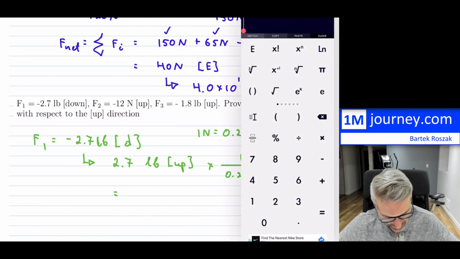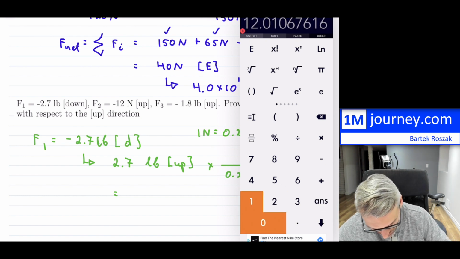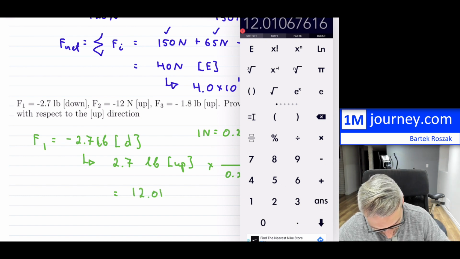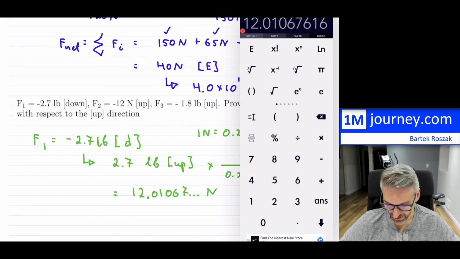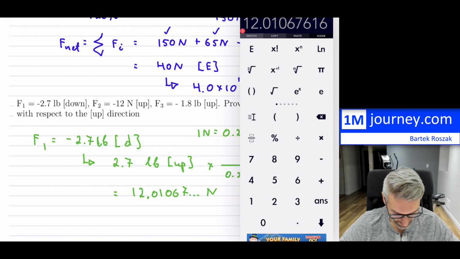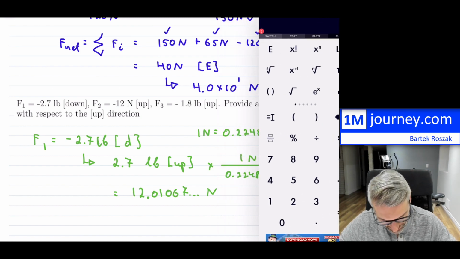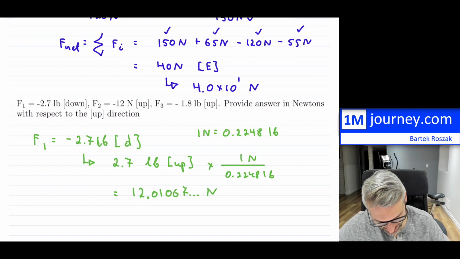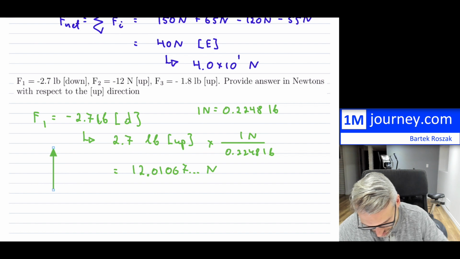And so that would have been our result. So 2.7 divided by 0.2248. That's approximately 12.01, 0.067 and so on. This is newtons. So I'm going to leave a few decimal places. I'm going to be rounding this. All of them again look like they have two significant figures, so we don't need to carry too many here, but I'll just leave it. So that's F1, and this is up, right? This is the force which is kind of pushing up.